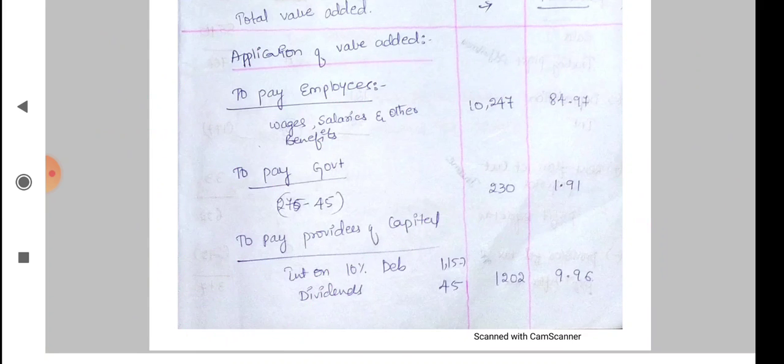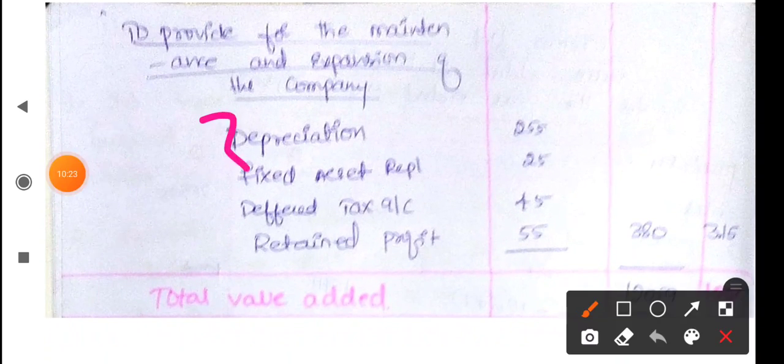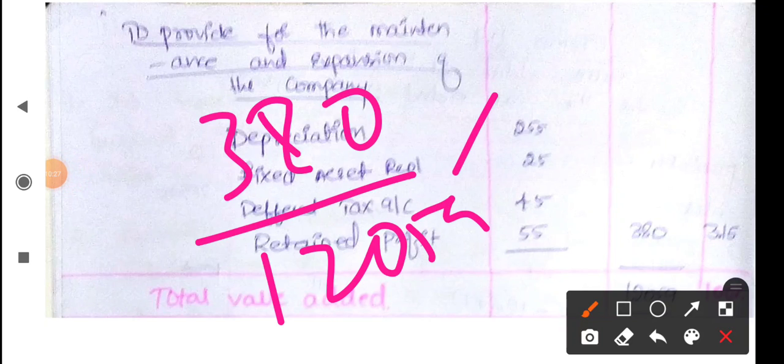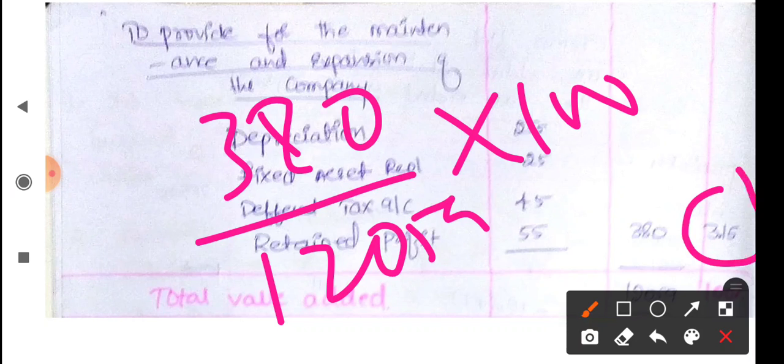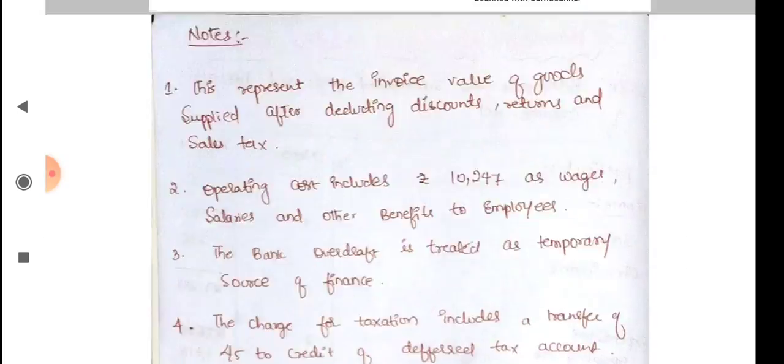Next, similarly, we have to do for the 380. 380 divided by 12,059 into 100. It will become 3.15. So total should come 100%. So this is all about this solution.